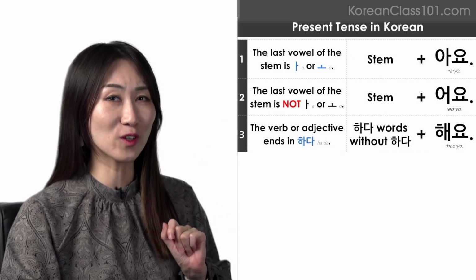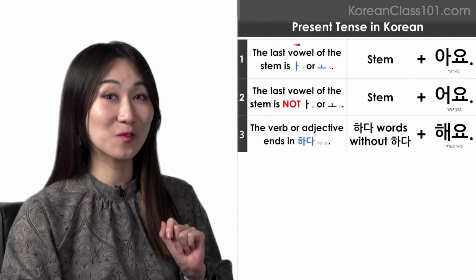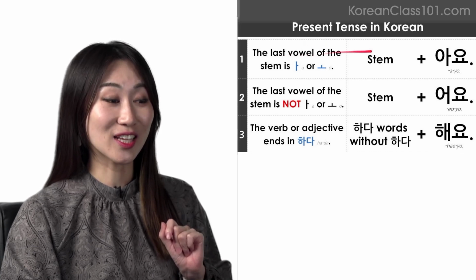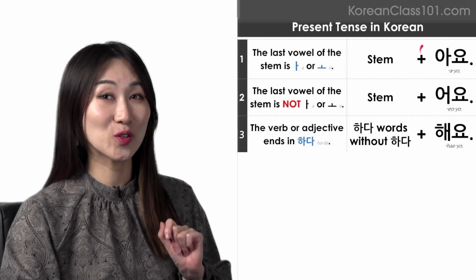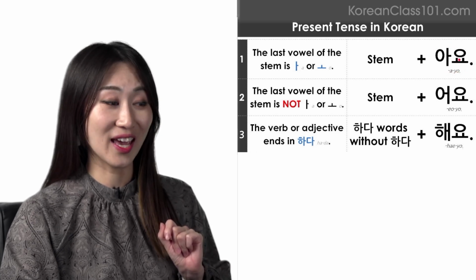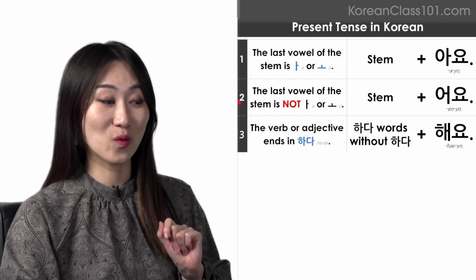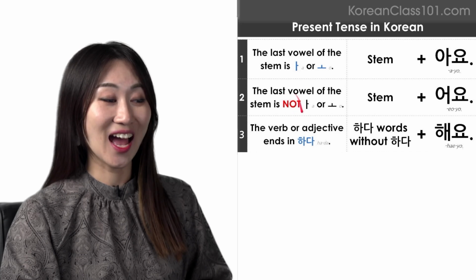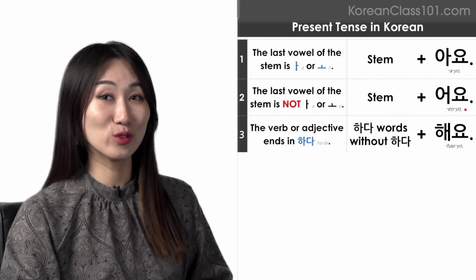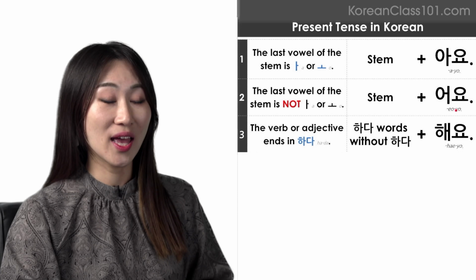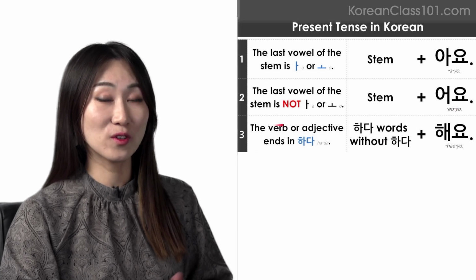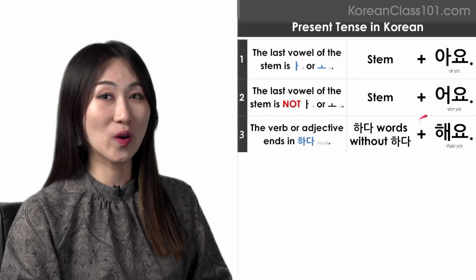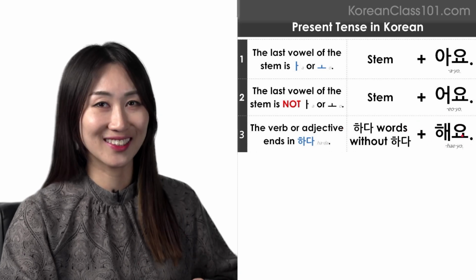So let's look at the first one. The last vowel of the stem is ㅏ or ㅗ. Then you use 아요 at the end. Okay, so the second one. The last vowel of the stem is not ㅏ or ㅗ. Then you use 어요. And if the verb or adjective ends in 하다, then you always use 해요 at the end. What does that mean?